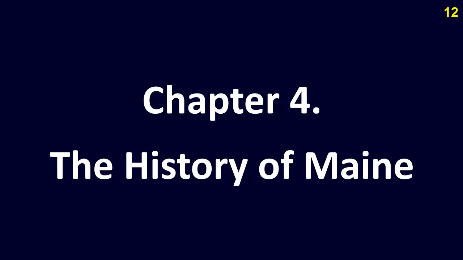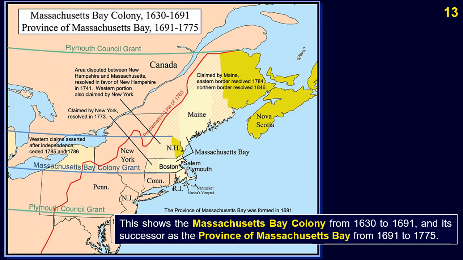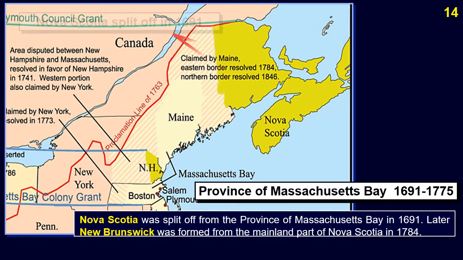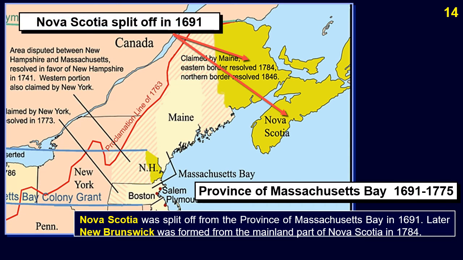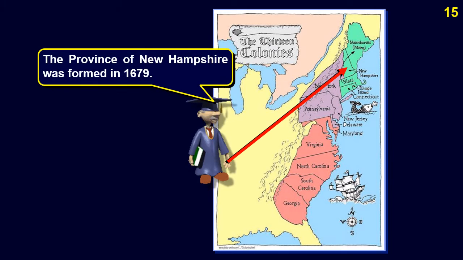Chapter 4. The History of Maine. This shows the Massachusetts Bay Colony from 1630 to 1691, and its successor as the province of Massachusetts Bay from 1691 to 1775. Nova Scotia was split off from the province of Massachusetts Bay in 1691. Later New Brunswick was formed from the mainland part of Nova Scotia in 1784. The province of New Hampshire was formed in 1679.